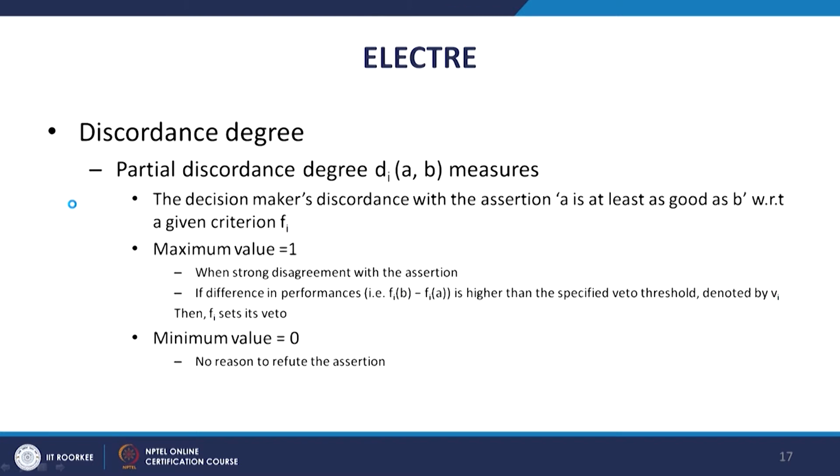So, let us move forward. Till now we have talked about the first perspective, that is concordance degree. Now we will talk about the discordance degree. Here also, to compute the discordance degree, we are going to compute the partial discordance degree with respect to a given criterion. Similar kinds of statements you are going to see here in the slide as well. A partial discordance degree is denoted as small di of A comma B, where A and B are two alternatives. This measures the decision maker's discordance with the assertion that A is at least as good as B with respect to a given criterion Fi.